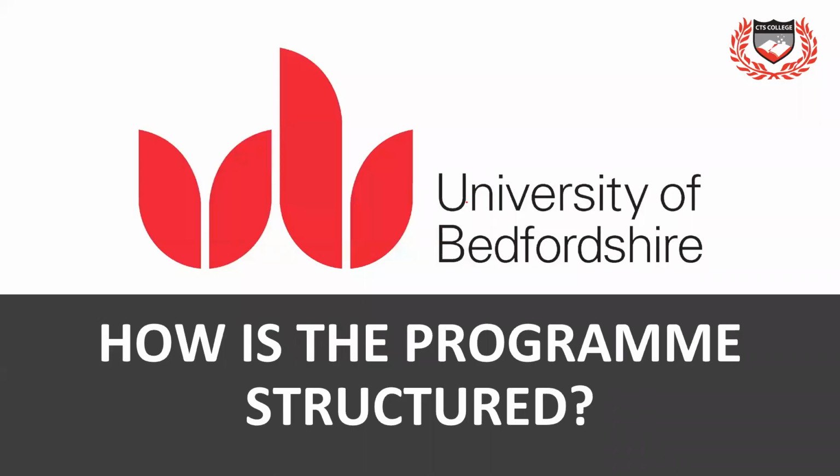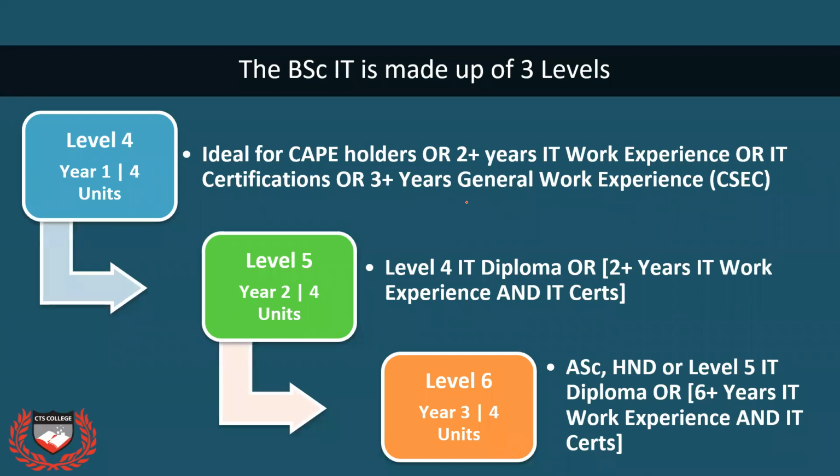All right, so we're going to look at the structure of the BSc IT program, because I did mention there's a level 4, a level 5, and a level 6. Level 4 is ideal for CAPE holders or persons with 2 or more years working experience in IT, or you can possess IT certifications, or 3 years general work experience with just CSEC qualifications. So level 4 is pretty much ideal for persons who just finished CSEC and are currently working in IT, or even if you're not working in IT, you just have general work experience and CSEC qualifications, you stand a really good chance at entering at level 4.